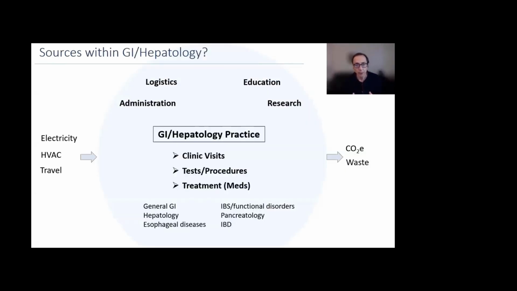So how do we in GI and hepatology contribute to greenhouse gas emissions? We see patients in clinical practice either in the hospital or in ambulatory care centers. We order and perform tests and perform procedures, and we treat typically with medications. And of course, these services require a building that we work in. It requires an infrastructure, electricity, heating, ventilation, air conditioning. And we also need to have administrative services, those who schedule our patients, those who assure that we are reimbursed for what we do. And we also pursue educational and research activities.